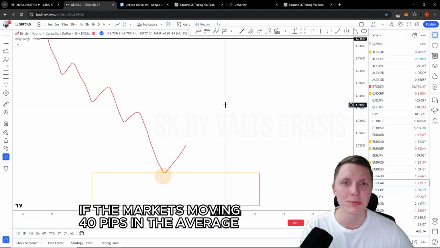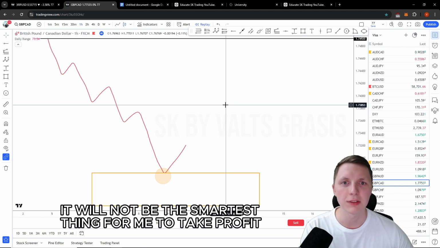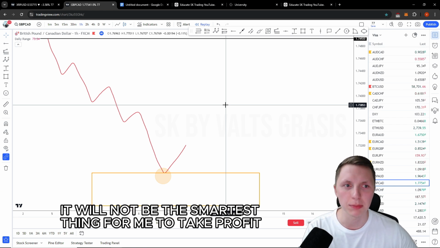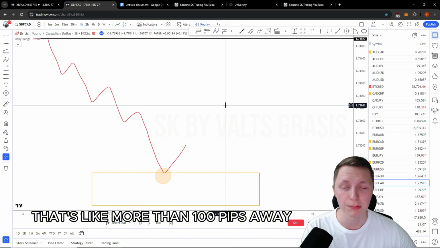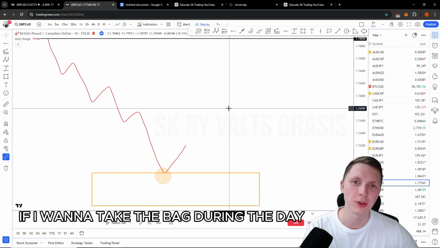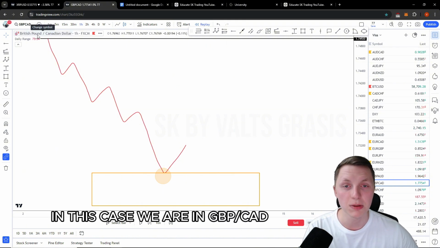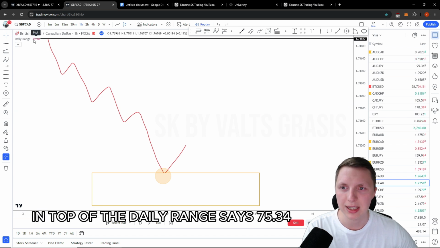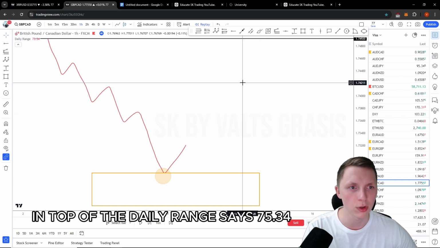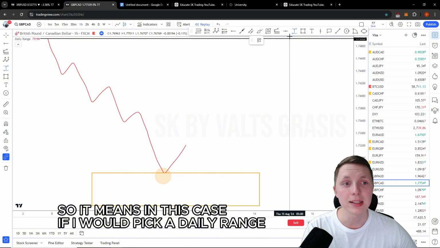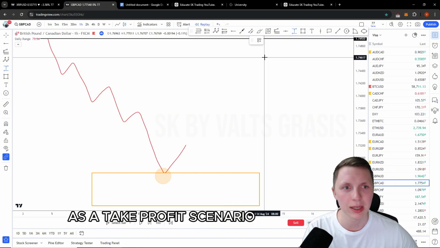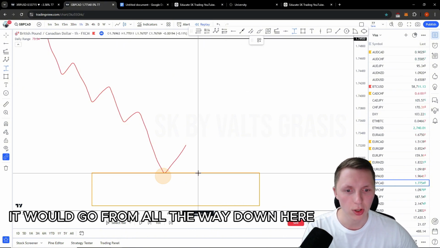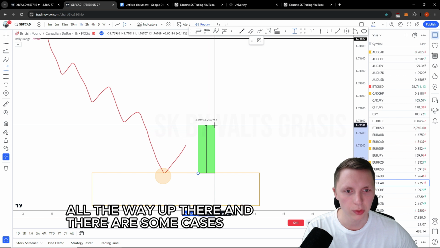If the market's moving like 40 pips on average, it would not be the smartest thing for me to take profit that's more than 100 pips away if I want to take the bag during the day. In this case, we are in GBP Canadian dollar, and you can see here in the top left the daily range says 75.34. So it means if I would pick a daily range as a take profit scenario, it would go from all the way down here all the way up there.